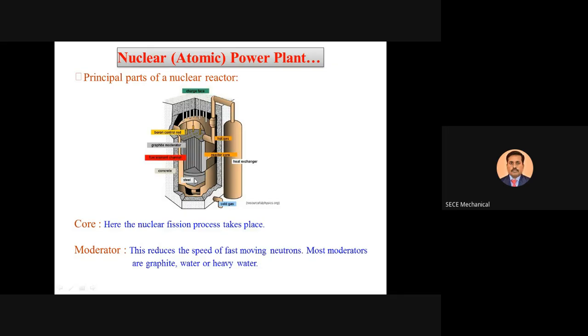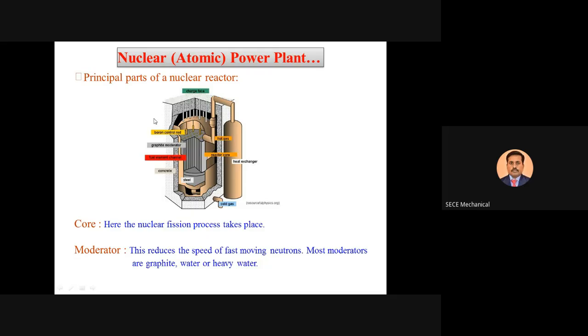With the help of these two layers, the steel structure as well as the concrete structure, we can avoid the radiation, or at least mostly avoid it. Only very minute radiation is there, but nowadays that is also completely arrested with the help of concrete and steel structure. Only the disposal we have to take care of. So this is the present scenario.